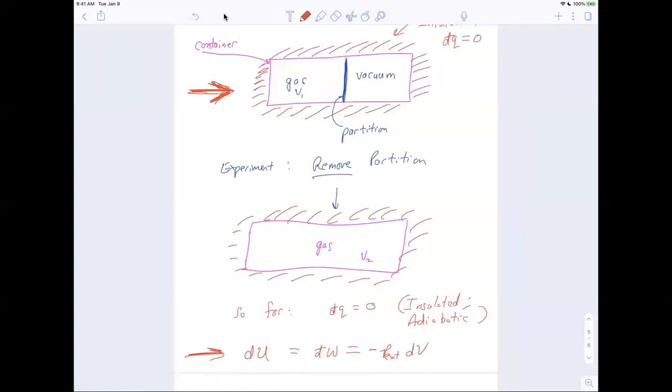The container? Would it be the container? Okay, so what numerical value? What would be the numerical value the moment I remove the partition?